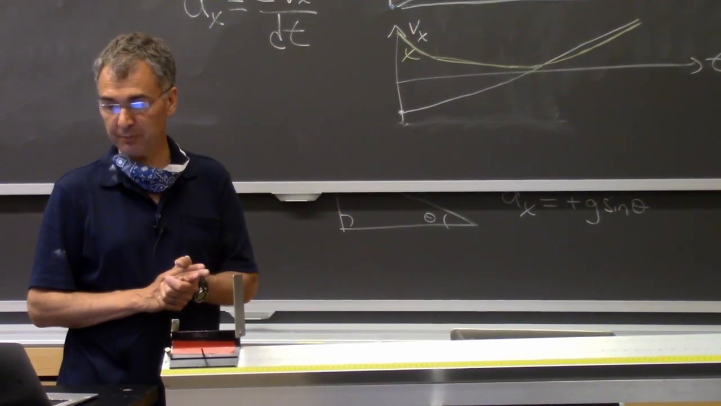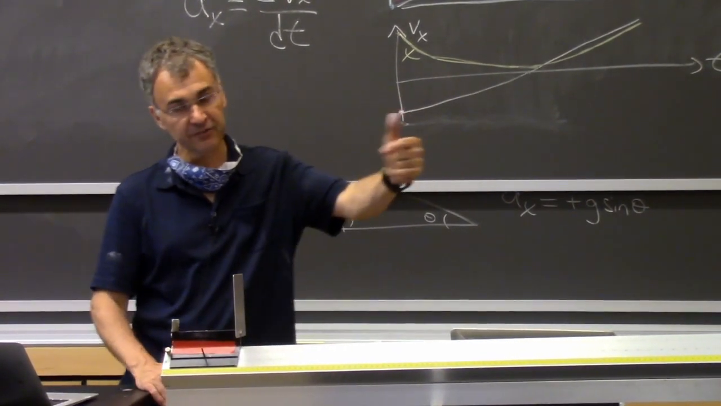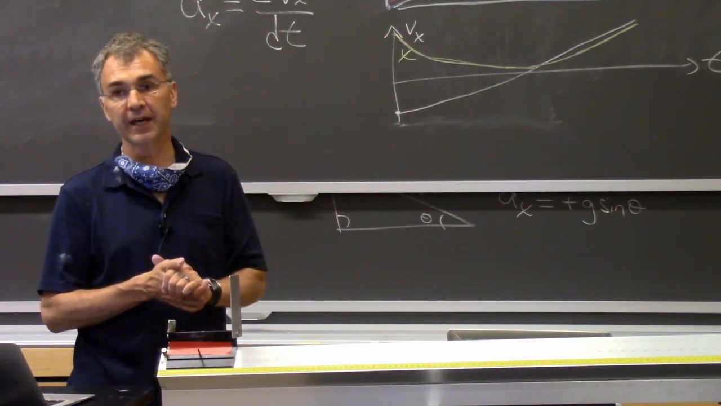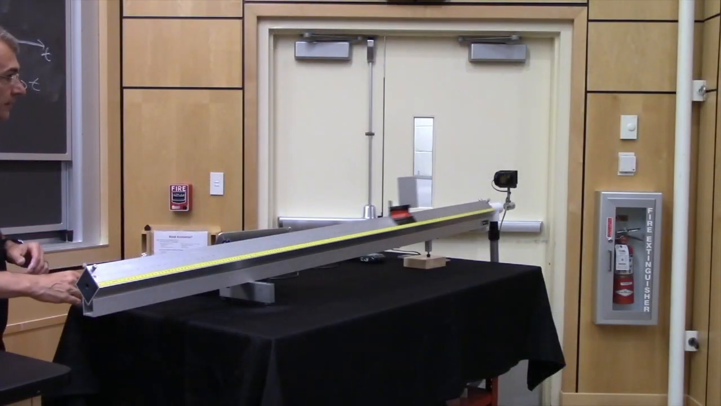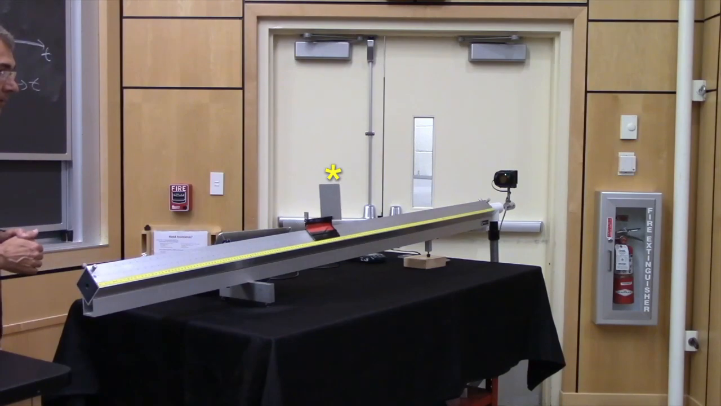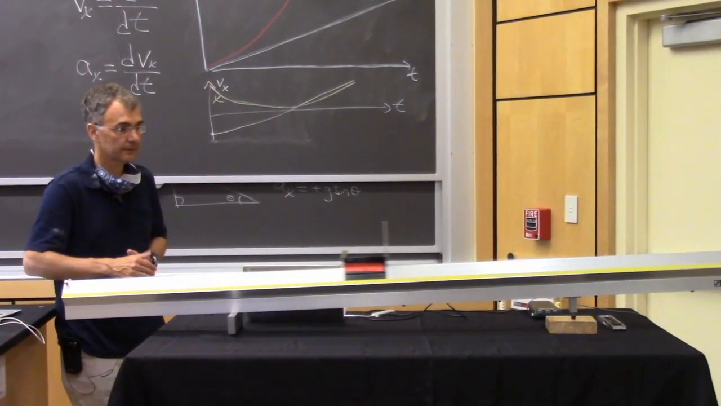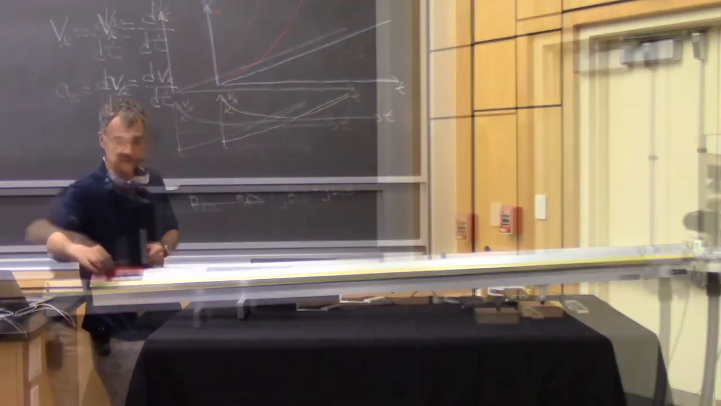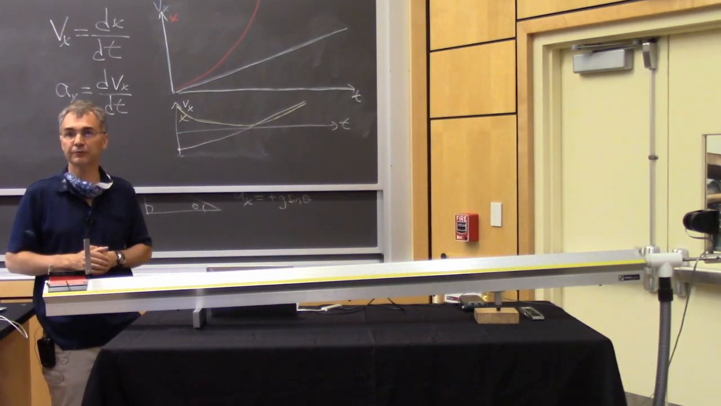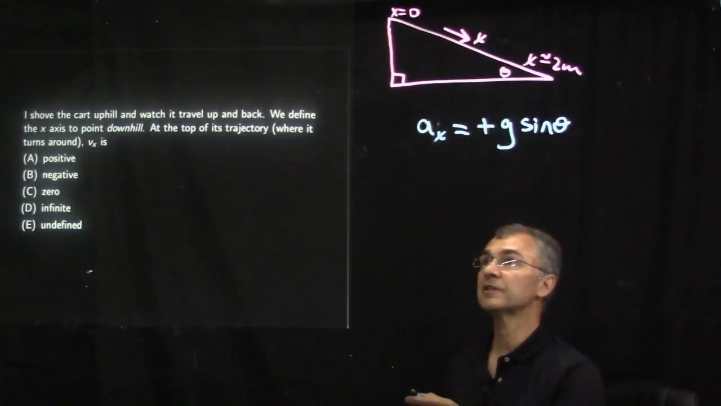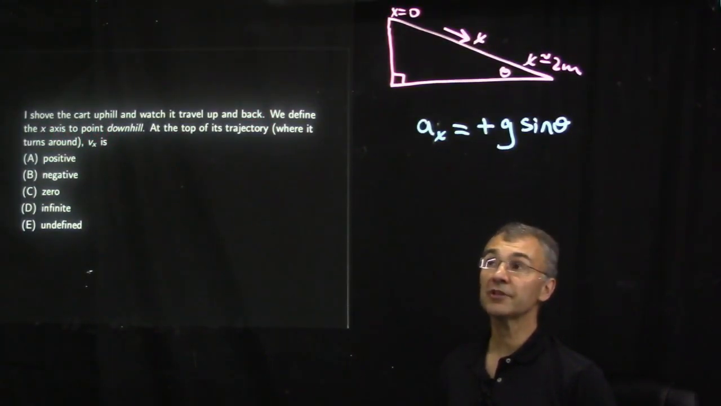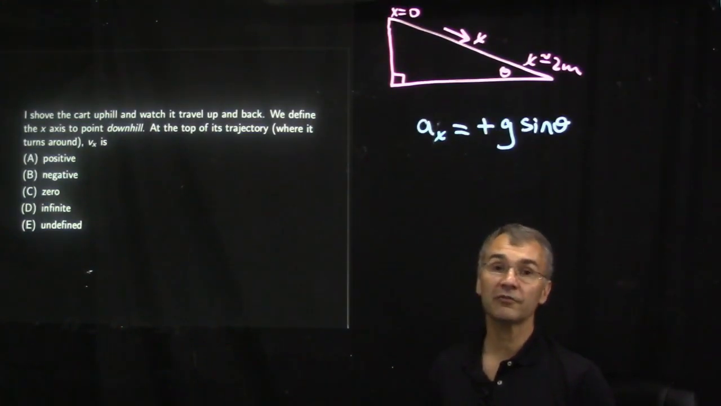So if I give the cart a shove uphill, and I watch it travel up and back, and remember the x-axis points downhill, at the top of the cart's trajectory, where it turns around, what is the value of the x component of velocity? Here, at this point, or at this point, or at this point, what is the x component of velocity? I shove the cart uphill and I watch it travel up and back. We define the x-axis to point downhill. At the top of the cart's trajectory, where the cart turns around, what is the value of v sub x?